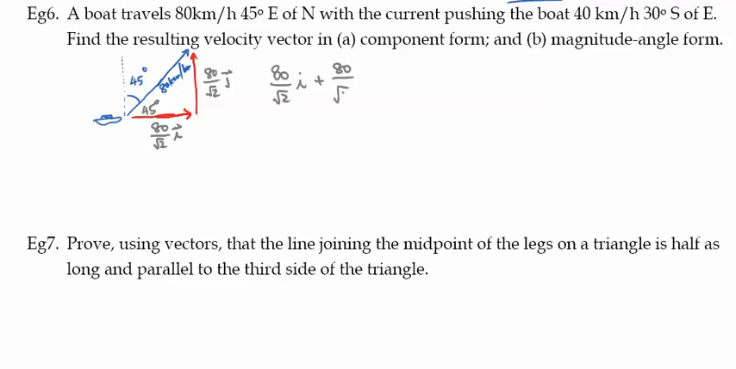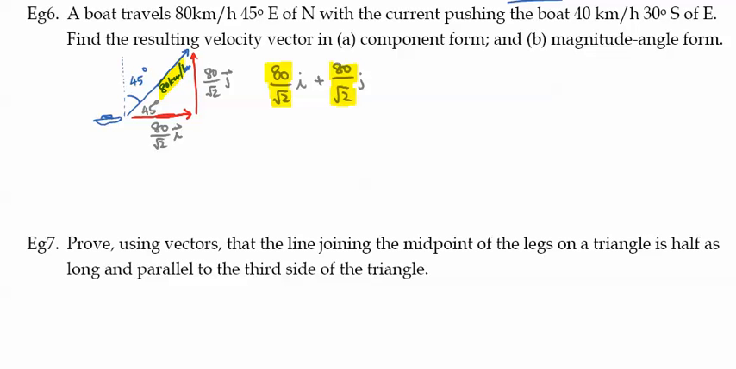Now when you think about it, if I am to calculate the magnitude of this vector, a squared plus b squared would give us c squared, which is the magnitude of this vector. So this is only for the boat.